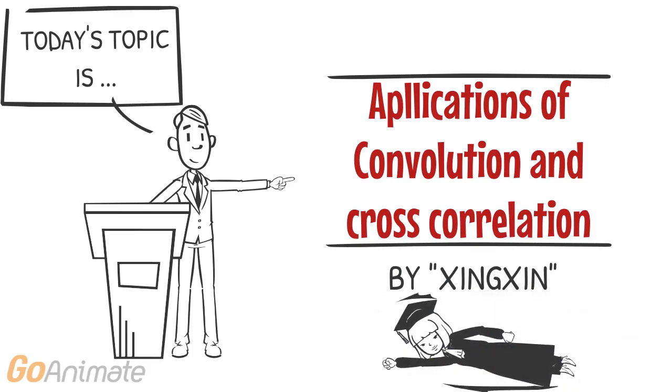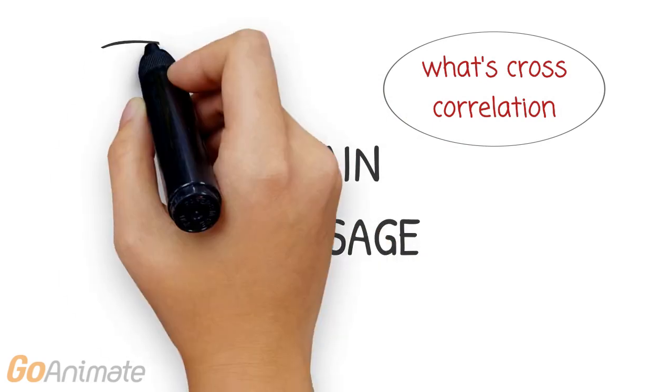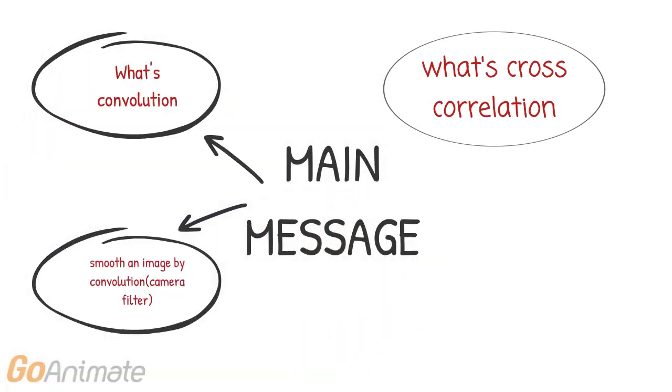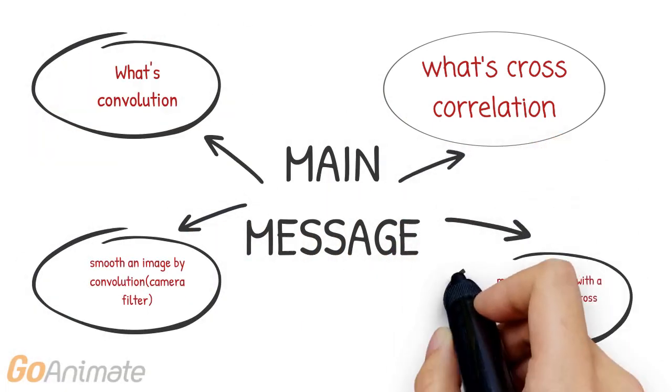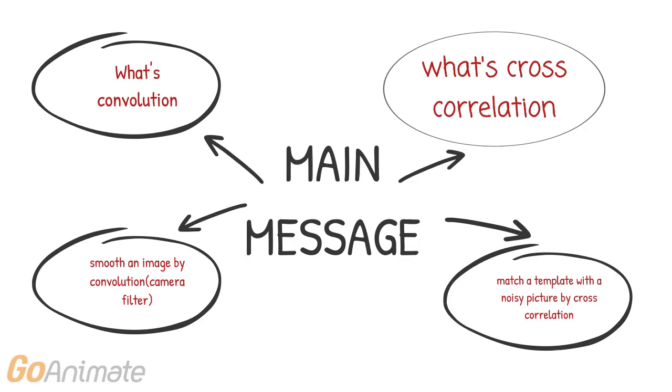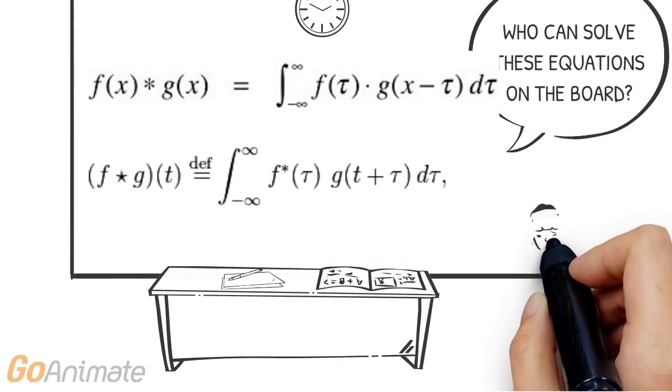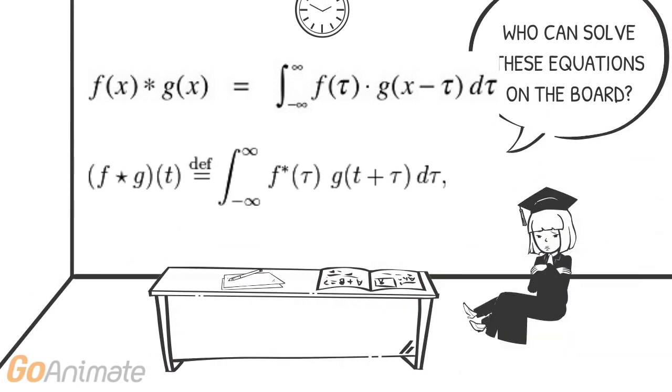Let's get started. In this video, we will introduce what convolution and cross-correlation are, how our computer smooths a digital image by convolution, and matches a template by cross-correlation. There are mathematical definitions of convolution and cross-correlation of functions f and g on the board. Both convolution and cross-correlation are operators.